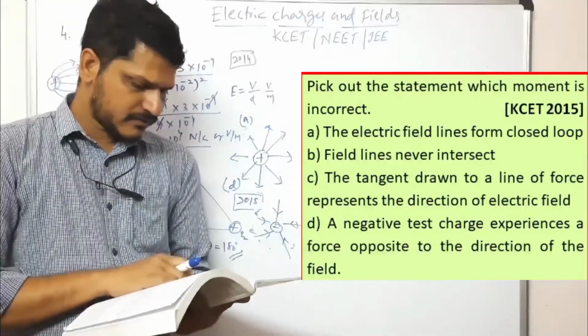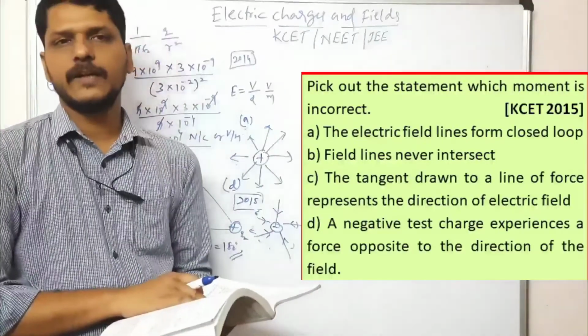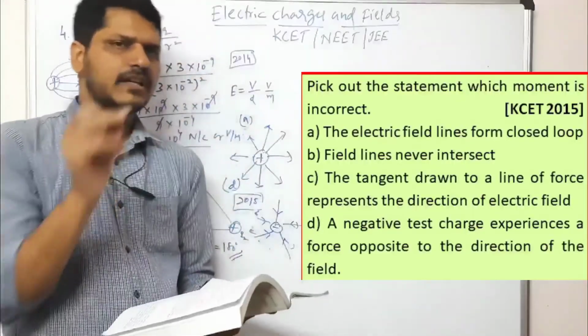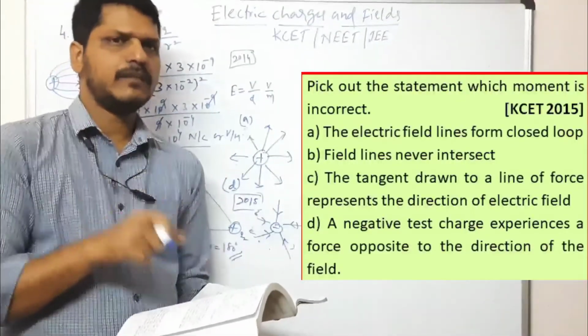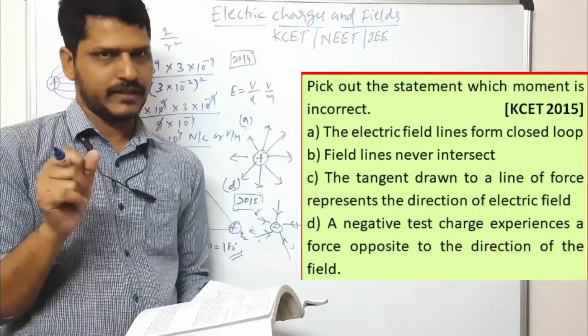A negative test charge experiences a force opposite to the direction of the electric field. Yes, a negative charge will move opposite to the direction of the electric field, while a positive charge moves along the direction of the electric field.